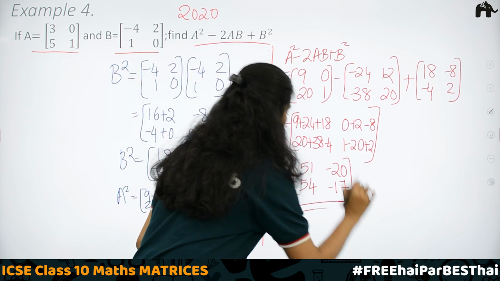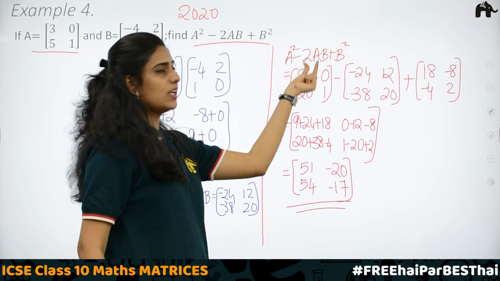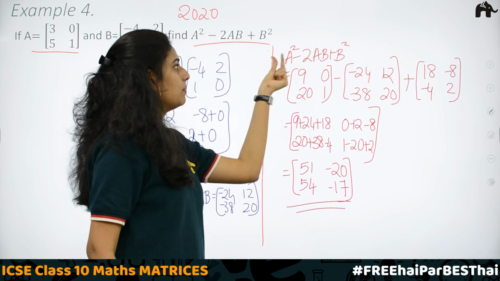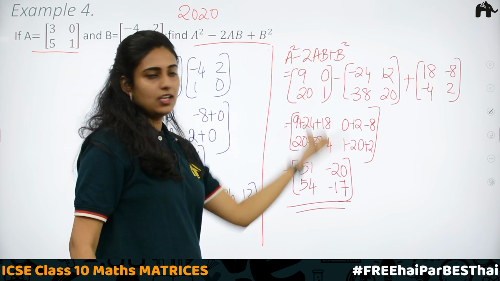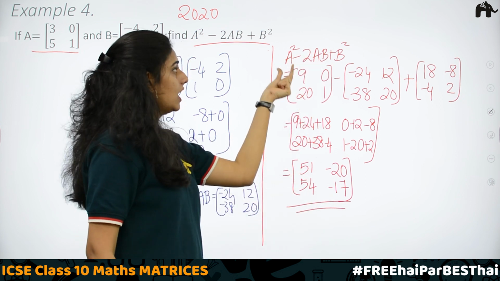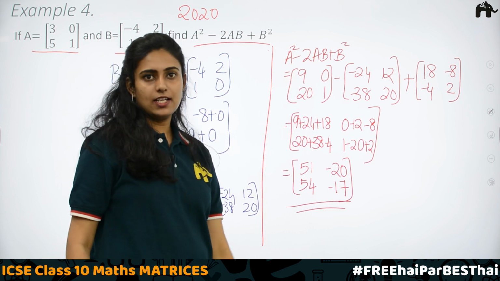So, these are the elements of a square minus 2ab plus b square. Understood? Separately we can find a square, 2ab and b square, then equate it to get the value of a square minus 2ab plus b square. Clear?